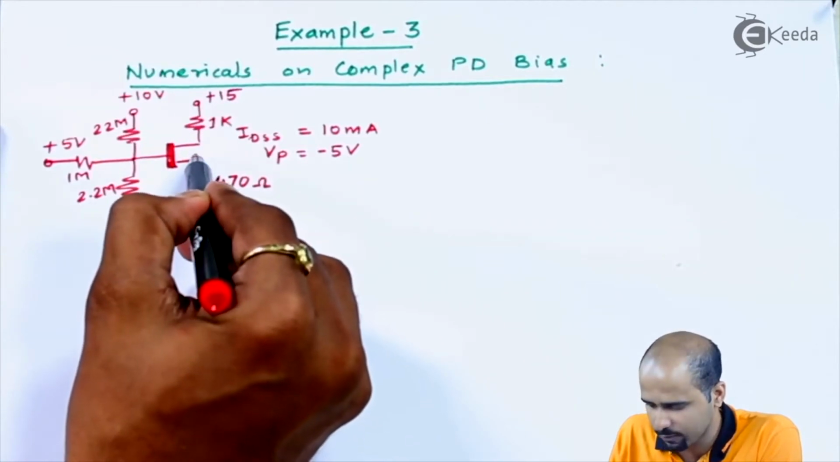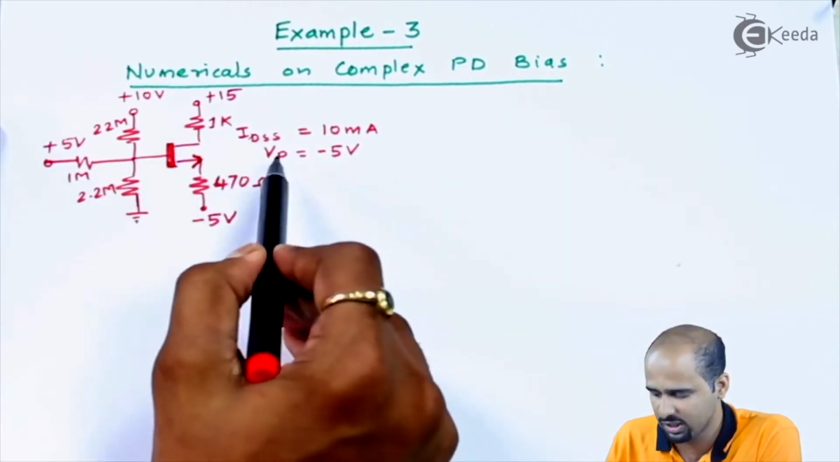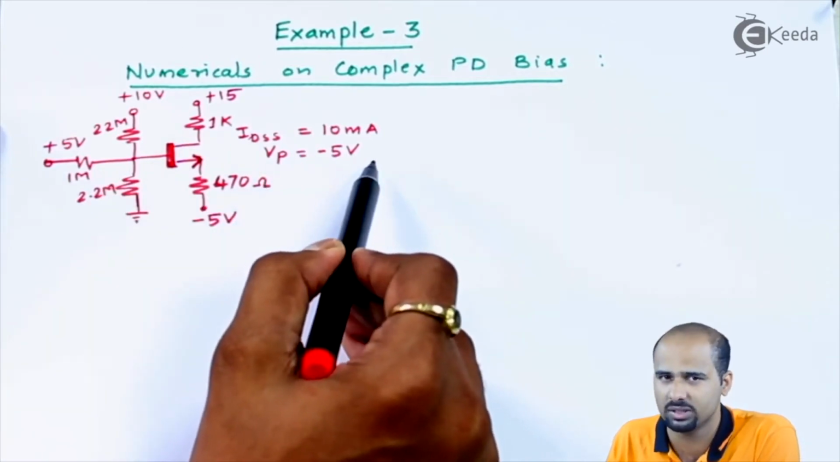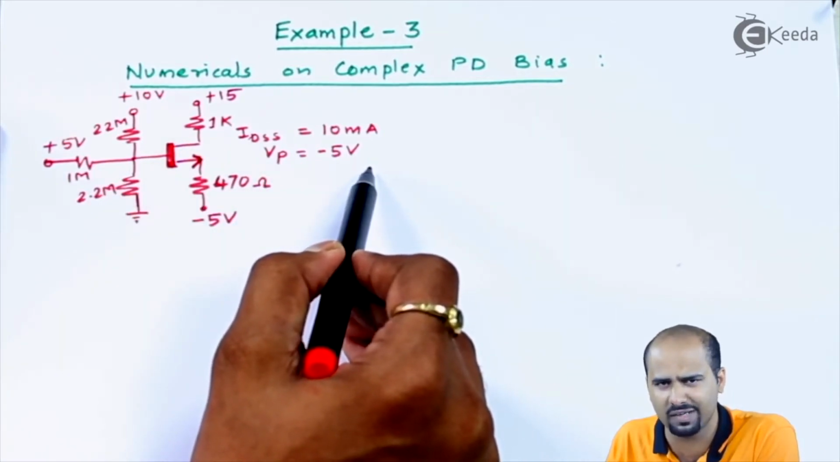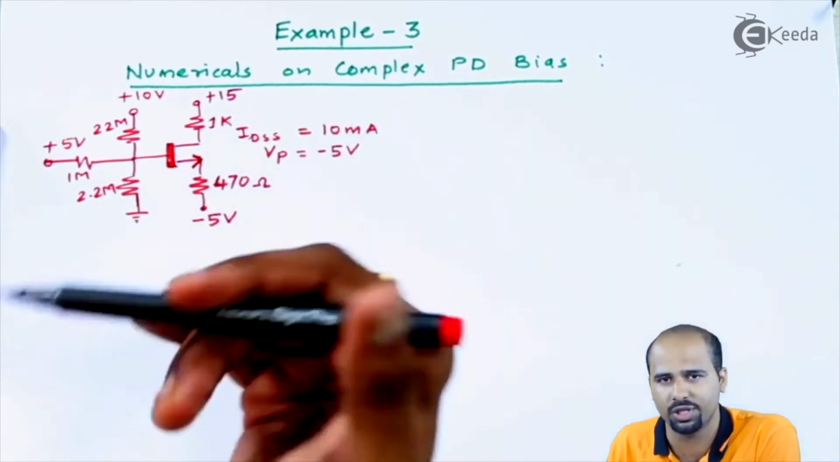So there is no question about the absence of data, right? You just have to draw this arrow on your own, understanding that VP is equal to minus 5 volt, that is negative. So it is obvious that it is nothing but an N-channel depletion type MOSFET.